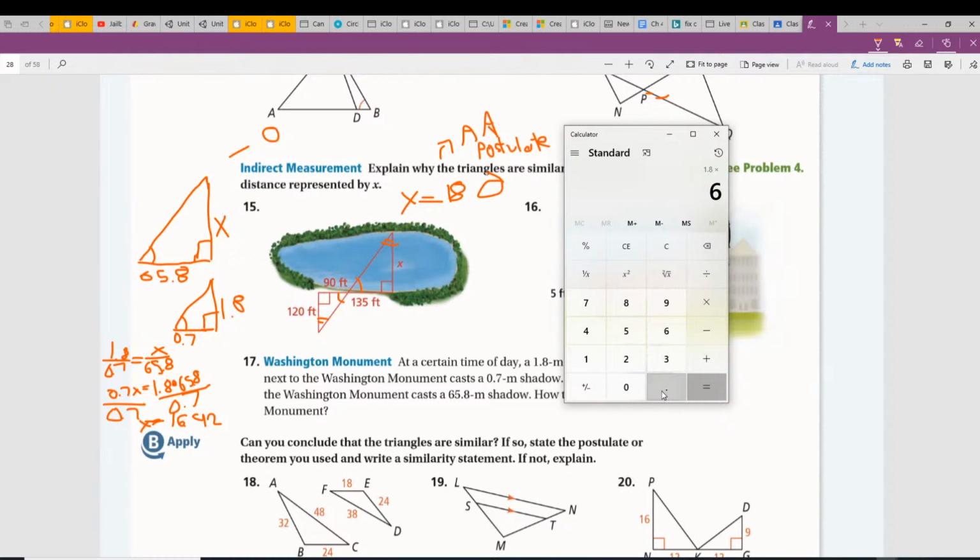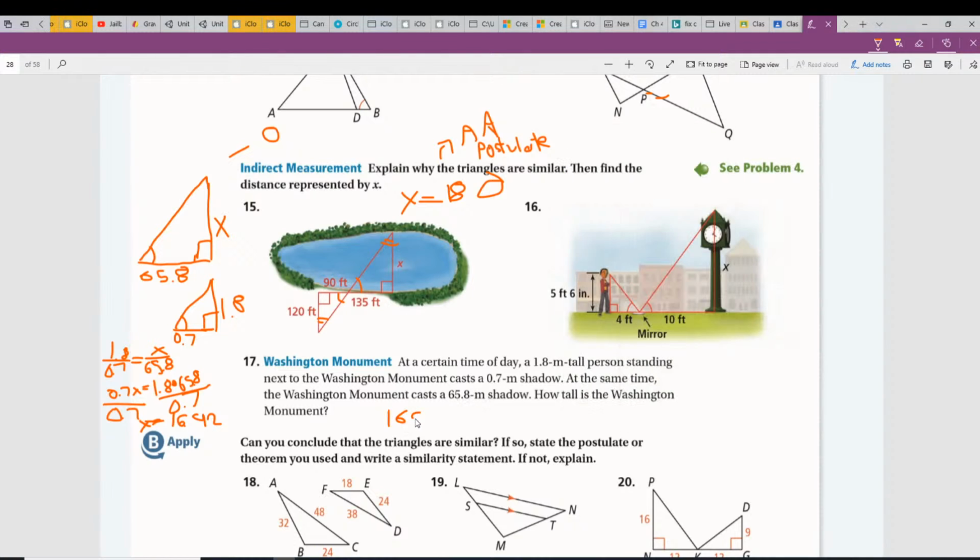1.8 times 6.58. Oh, I did it again. 1.8 times 65.8. There we go. So we should get a more accurate answer this time. 169.2 is how tall. Sorry for that mistake. I caught that mistake because it doesn't work. This X angle has to be bigger than this because of the proportion. Since this is bigger than this, this has to be bigger than this. So 169.2 is our answer.